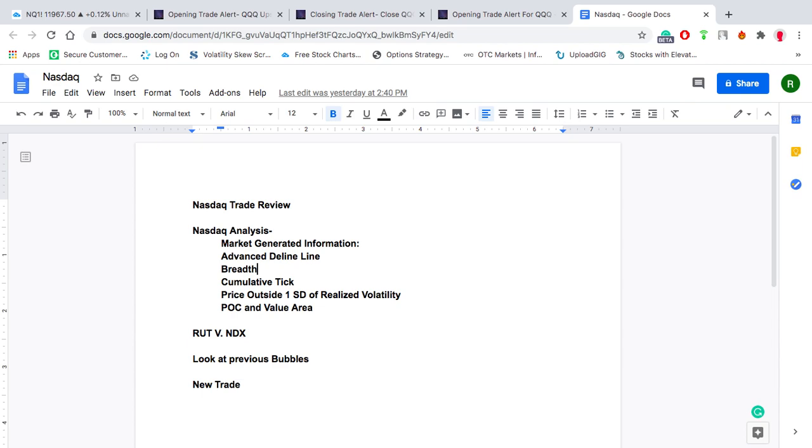Cumulative tick, this one is looking good right now. That basically tells you the momentum. If big institutional buyers want to buy into the Nasdaq, they constantly have to be hitting the bid, and so it pushes up the cumulative tick. It measures every single tick, and then it adds the ticks up, and we're seeing this big build in the ticks. So that's really how that's looking for bullish momentum right there.